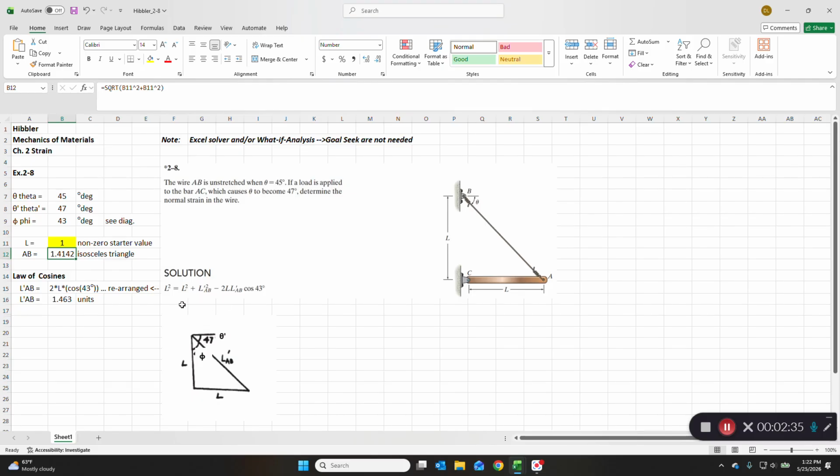In order to find, what do we want to find? We want to find AB prime, okay, the length of AB prime. So we're going to call that L prime AB in this example. So we have to rearrange the law of cosines, which you see here. And when we rearrange that law of cosines, we are going to write it as L prime AB equals 2L cosine of, this time it's 43. Well, where did the 43 come from? Well, the 43 comes from 90 minus 47, okay?